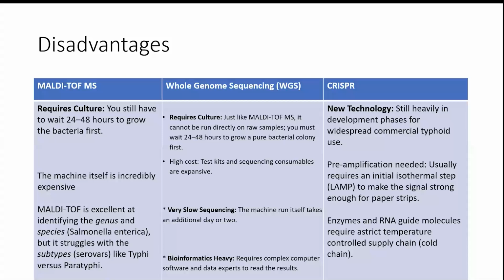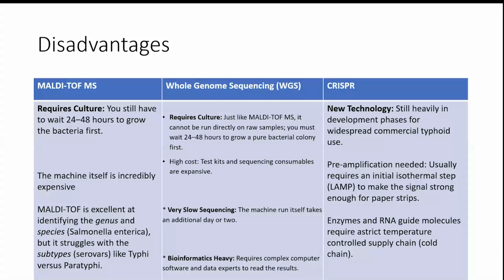Whole genome sequencing's disadvantages are, just like MALDI-TOF, it cannot be done directly on a raw sample. You must wait 24 to 48 hours to grow a pure bacterial colony first. It is high cost. The test kits and sequencing consumables are very expensive. The sequencing process and software are very slow; it takes another 1 to 2 days. And the bioinformatics, the process of rearranging to get a meaningful sequence, requires complex computer software and data experts to read the results.